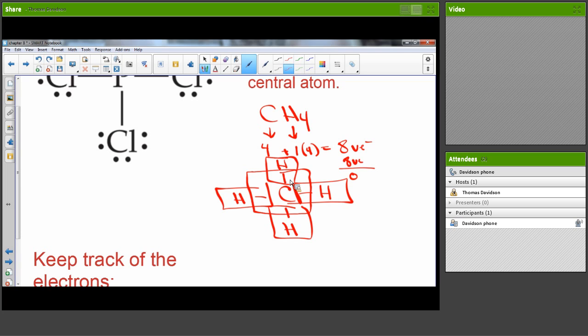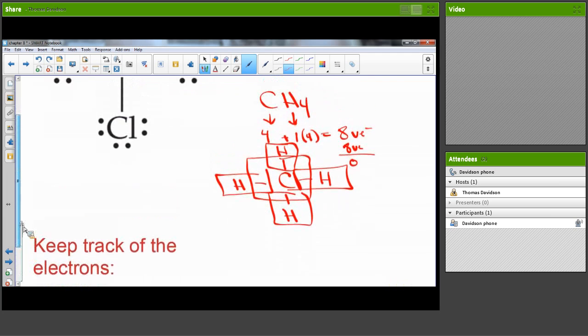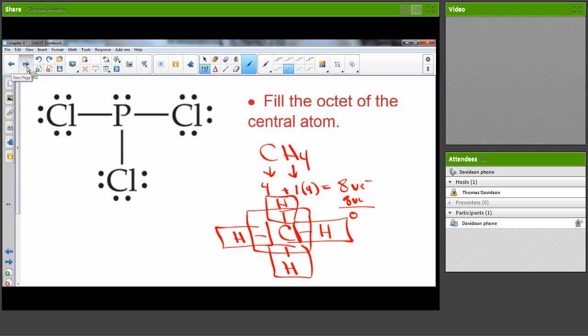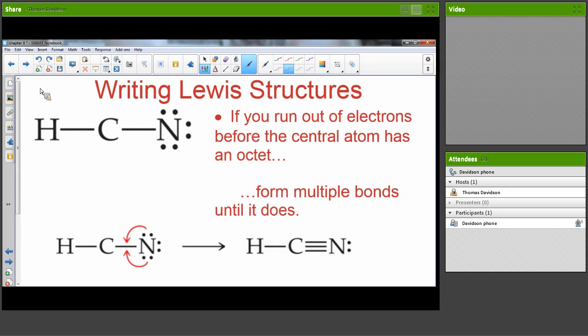Easy enough? Okay, now you've got to make sure, like it says, to keep track of your electrons. If you don't, you'll get in a big amount of trouble in a hurry. Now, here's what happens when you run out. If you run out of electrons before the central atom has an octet, you have to form multiple bonds until it does. So let's work through this together in a second. But write this down, that's a rule. If you run out of electrons before the central atom has an octet, you have to start sharing more electrons.